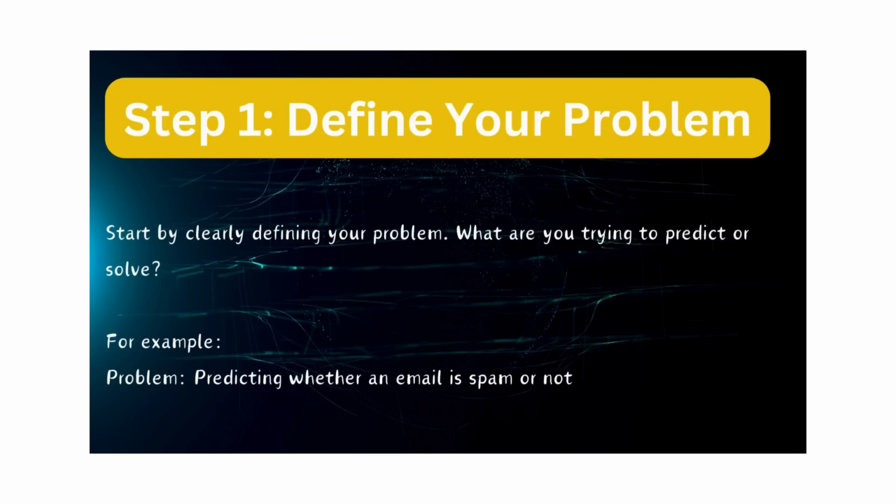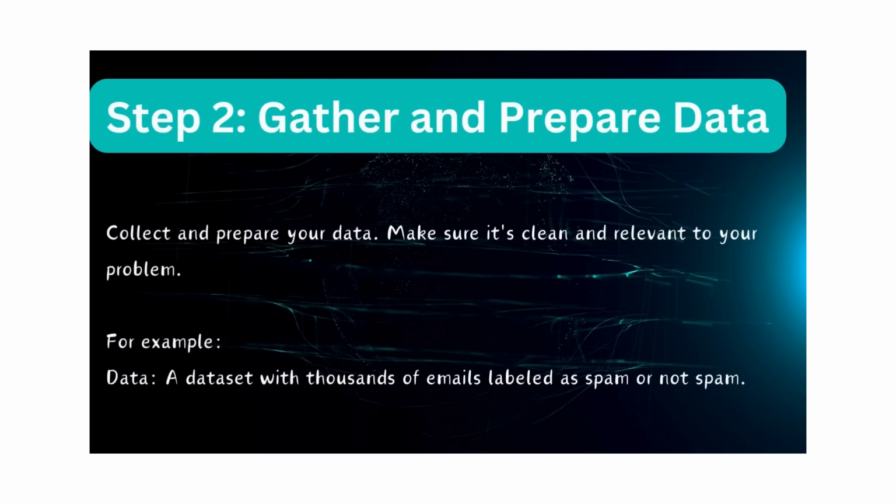Step 1. Define your problem. Start by clearly defining your problem. What are you trying to predict or solve? For example, predicting whether an email is spam or not. Step 2. Gather and prepare data. Collect and prepare your data. Make sure it's clean and relevant to your problem. For example, a data set with thousands of emails labeled as spam or not spam.